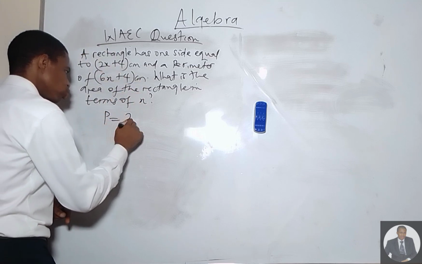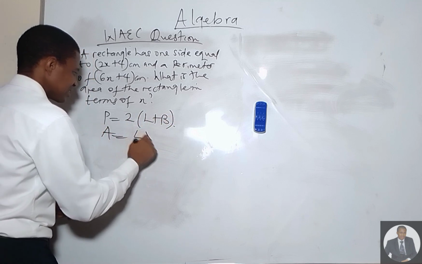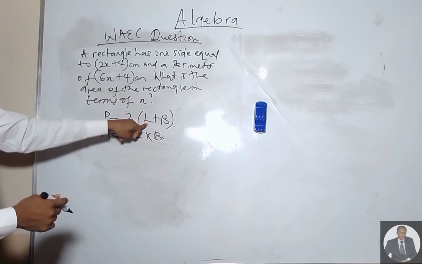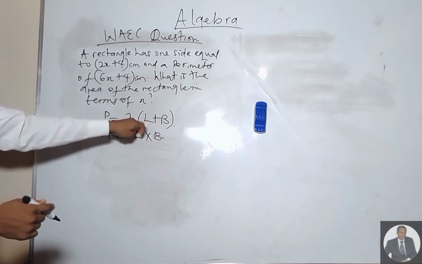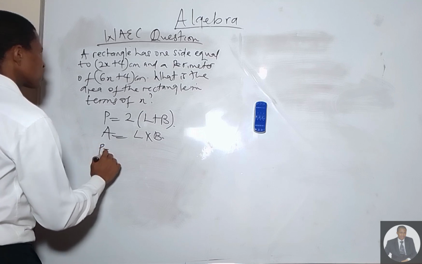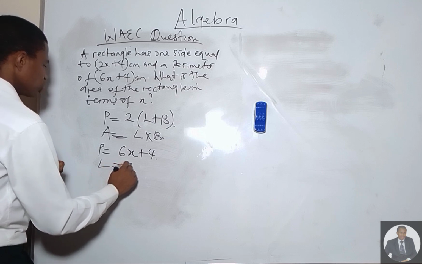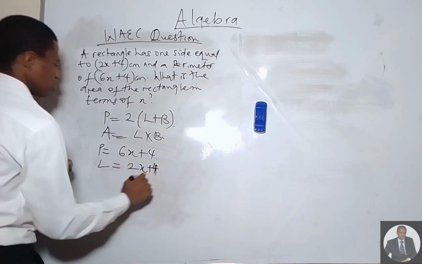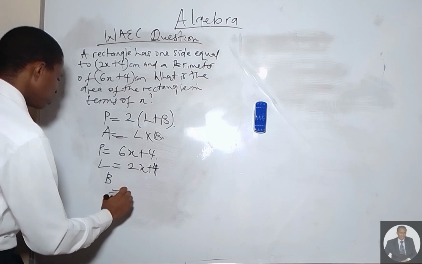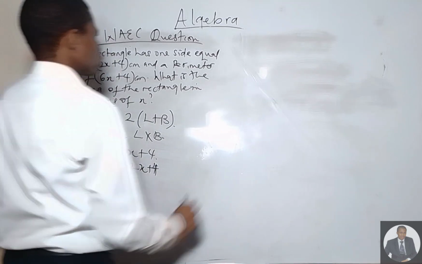Perimeter P equals 2 into bracket length plus breadth, while area is length times breadth. So we have been given one side. Let's say it is the length, 2x plus 4. The perimeter equals 6x plus 4. Length equals 2x plus 4. B is unknown. So how do we solve this question?